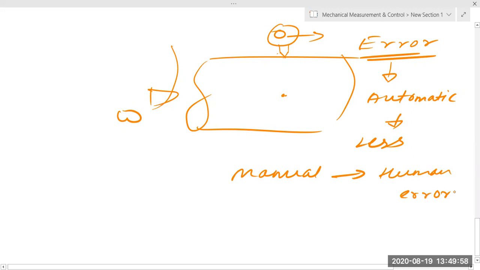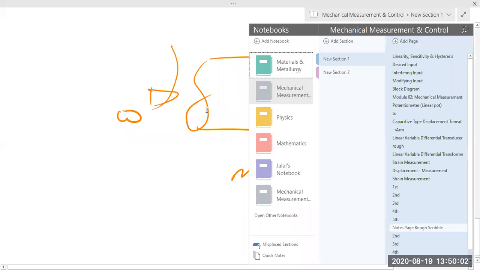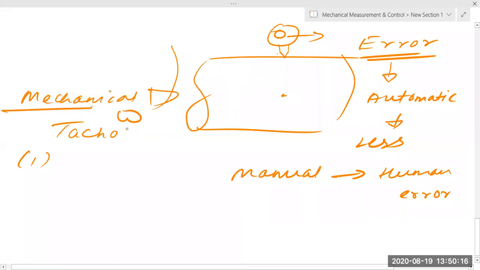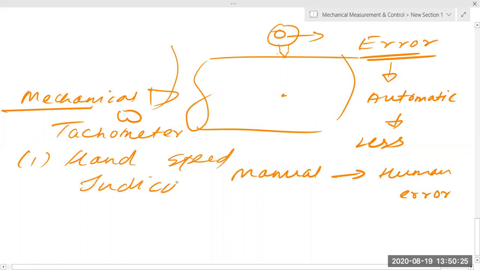So we have got into the basics of the tachometer. Now I'll explain: there are more than two types, but we will go into the basic two types of tachometer. We are dealing with the mechanical tachometer as of now. Mechanical tachometers are basically of two types: the hand speed indicator, and one more type, if I remember, the fly ball tachometer.